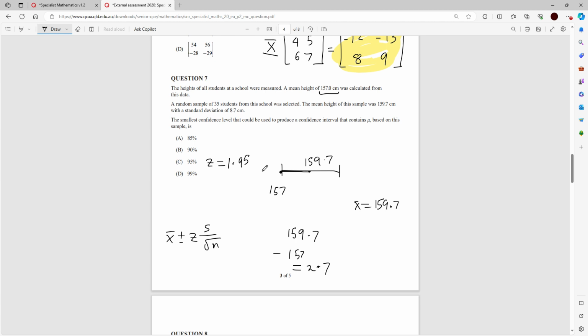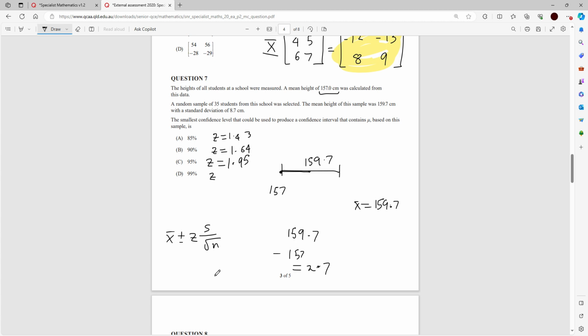So the z-score for 85% is about 1.43. Z-score for 90% is 1.64. Z-score for 95% is 1.95. And I don't know what the z-score for 99 is. It's probably pretty high, maybe about 2 point something. But if it's not any of these numbers here, then we assume it's going to be D, okay? But we know what this length has to be. It's going to be 2.7, pretty much.